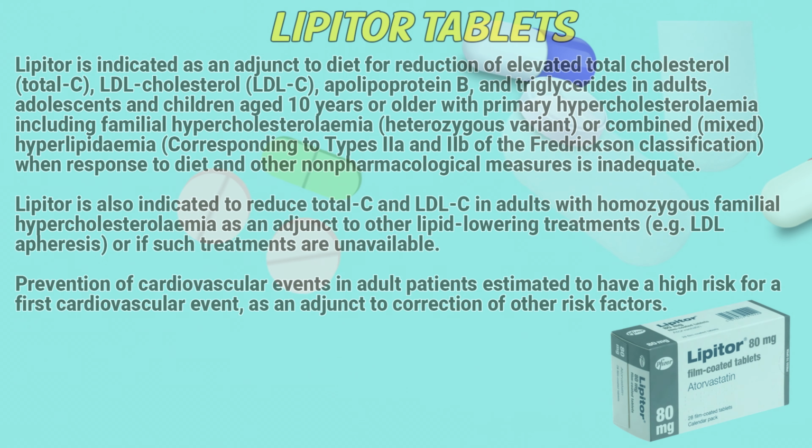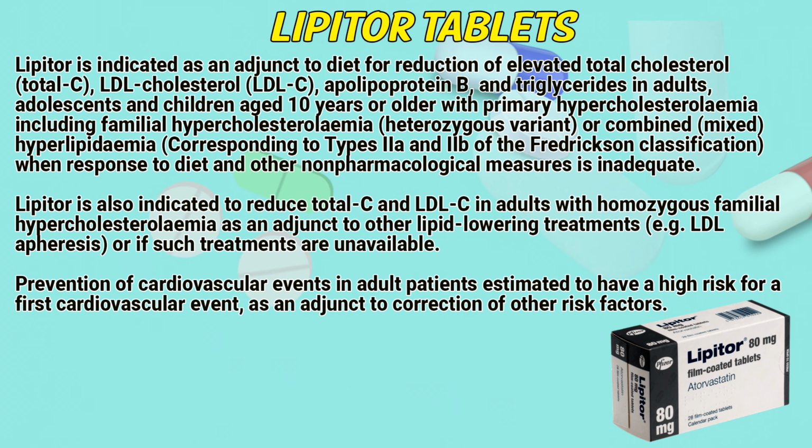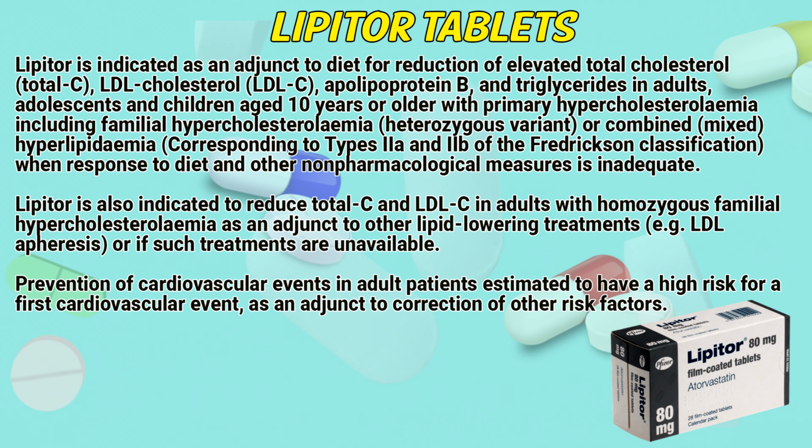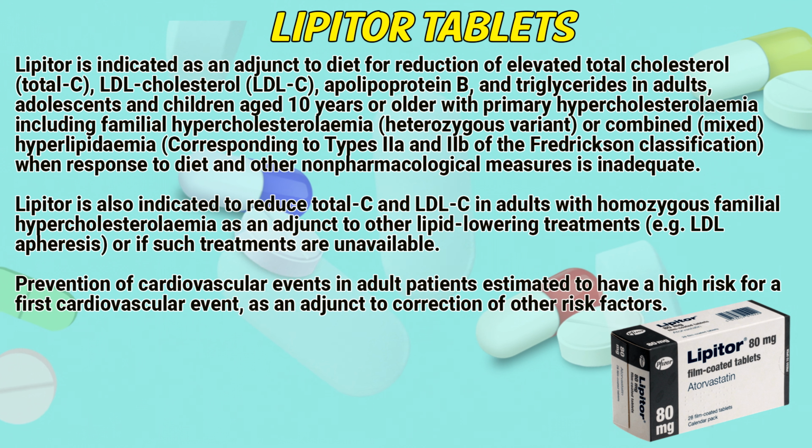Lipitor is indicated as an adjunct to diet for reduction of elevated total cholesterol (total-C), LDL-cholesterol (LDL-C), apolipoprotein B and triglycerides in adults, adolescents, and children aged 10 years or older with primary hypercholesterolaemia, including familial hypercholesterolaemia (heterozygous variant), or combined mixed hyperlipidaemia, when response to diet and other nonpharmacological measures is inadequate.